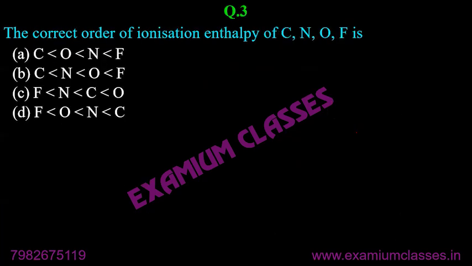Next one. The correct order of ionization enthalpy of carbon, nitrogen, oxygen, and fluorine is. You should be able to answer this question.